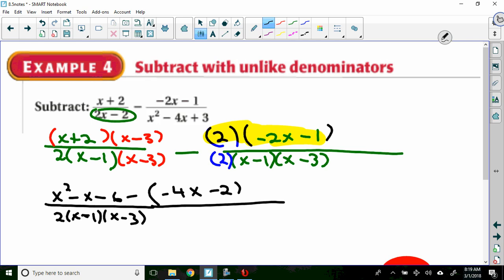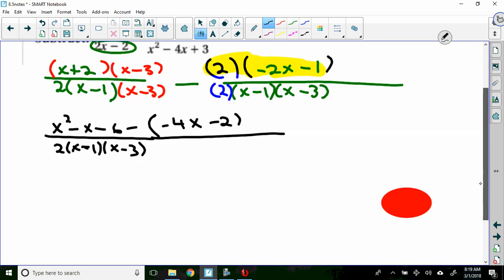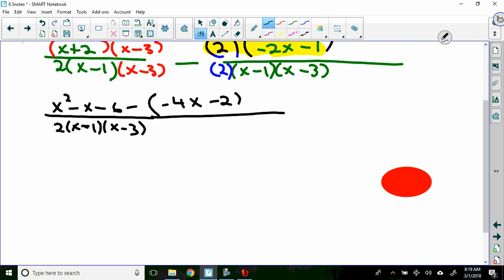So we'll go ahead and simplify that numerator because it can be cleaned up. We still got x squared. But we have this minus x here, and we're minusing a minus 4x. If we minus 4x, what are we really doing? Adding. So it's minus x plus 4x, which is going to give us plus 3x. Okay. And then we have minus 6.